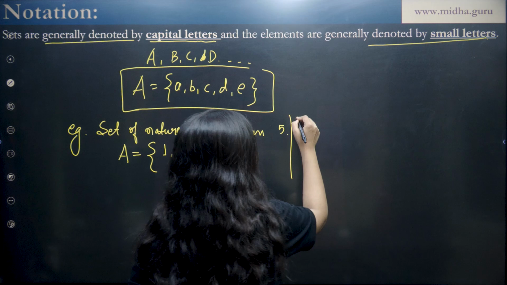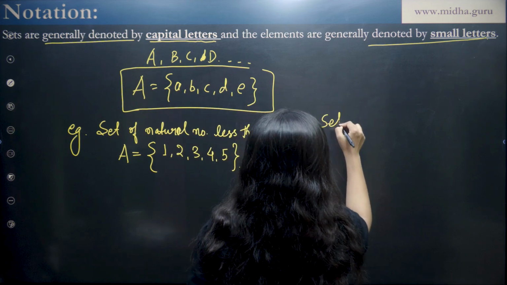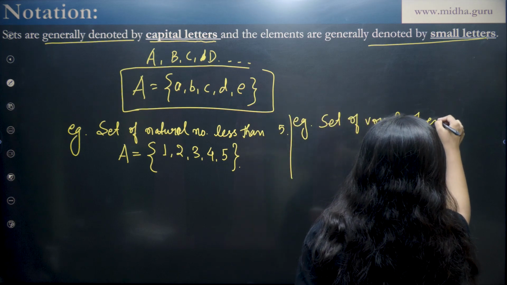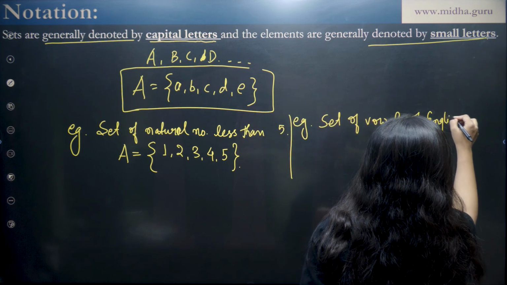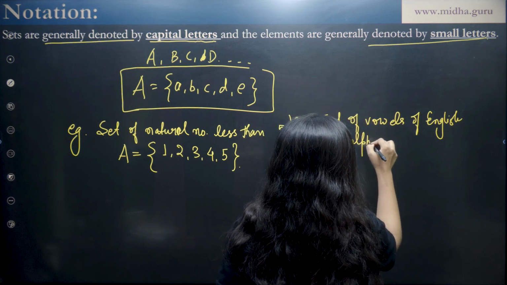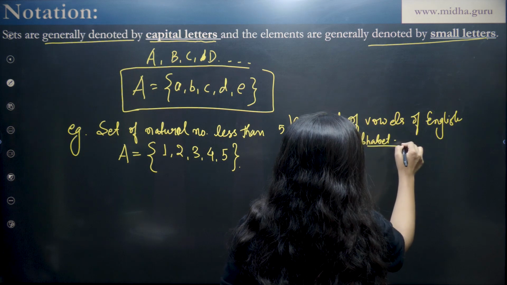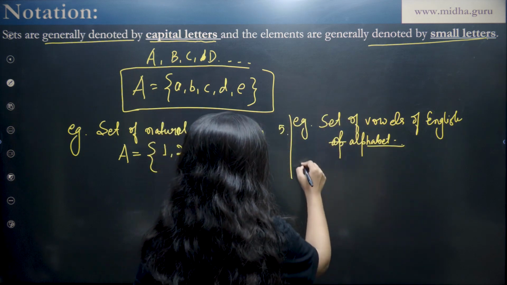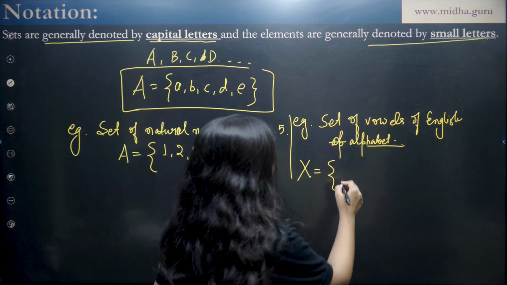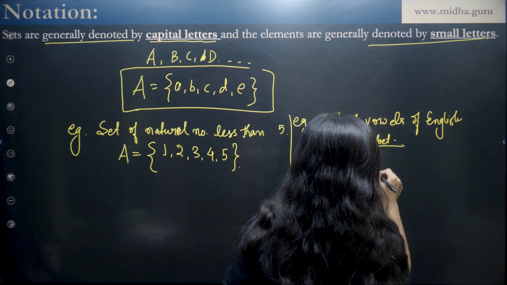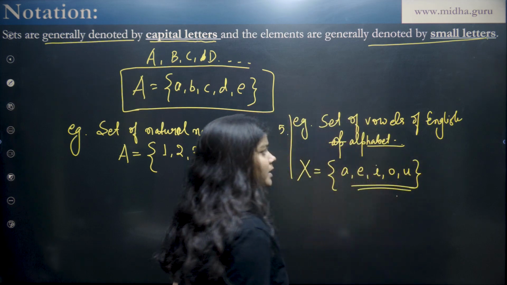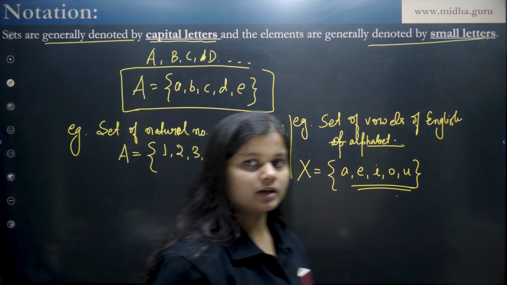Let us take another example. Set of vowels of the English alphabet. Let us take it as X. So X should be in capital, and the vowels inside are a, e, i, o and u. So these are the elements inside the set. Okay, clear?